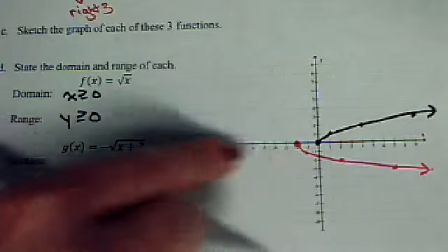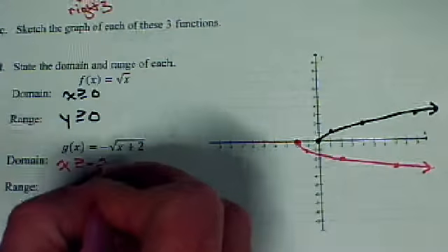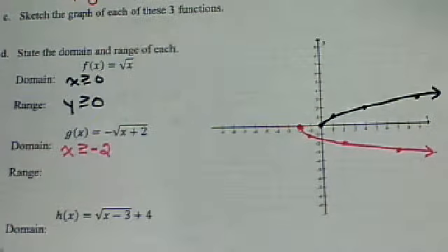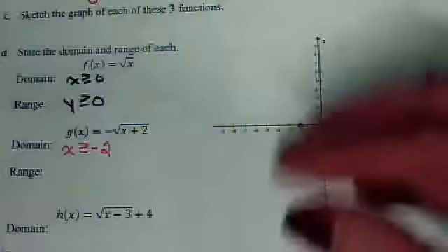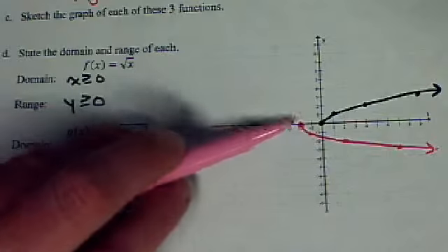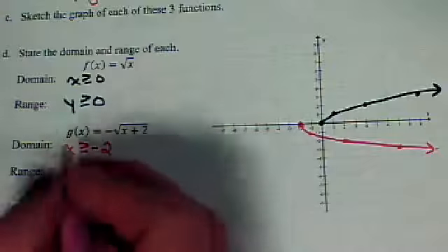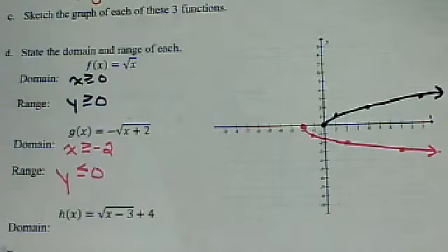So you'll notice that my x values start there now. The x values have to be bigger than or equal to negative 2. The range: we didn't go up, it didn't shift up or down. We just flipped. So now my y values are going down. So I want the y values that are less than or equal to 0.